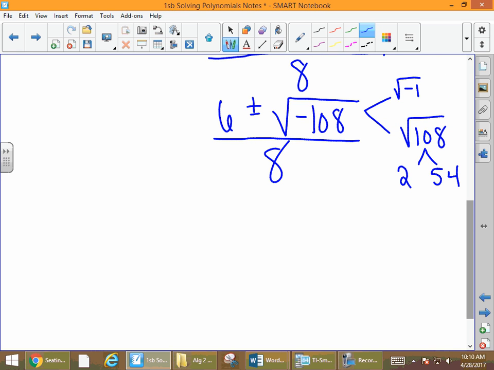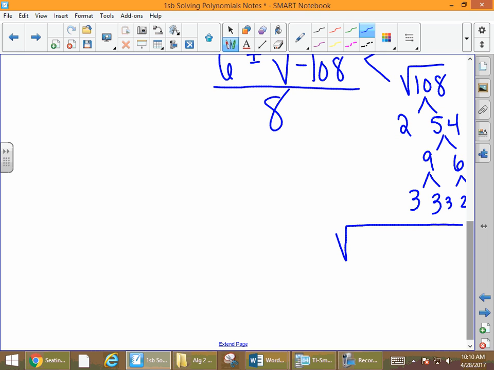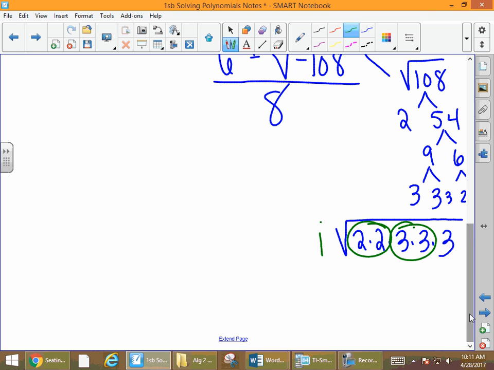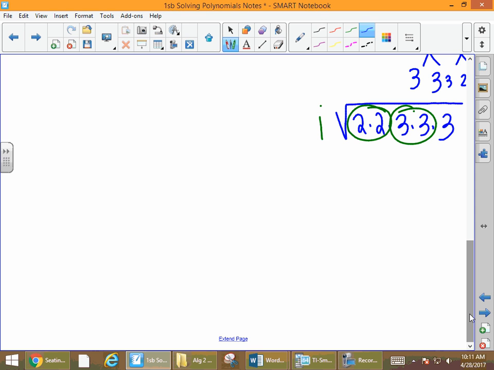2 times 54, there are other factors. 54 is 9 times 6. 9 is 3 times 3, and 6 is 3 times 2. So all of those factors together are 2 times 2 times 3 times 3 times 3. Notice that I grouped the 2's together and the 3's together. We already know the square root of negative 1 is i, so we have that out there. But when we're simplifying the square root, we need 2 of the same value to take out 1. So what we have is i times 2 times 3, square root of 3.